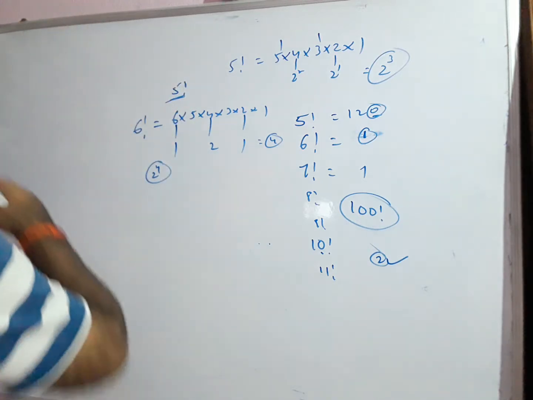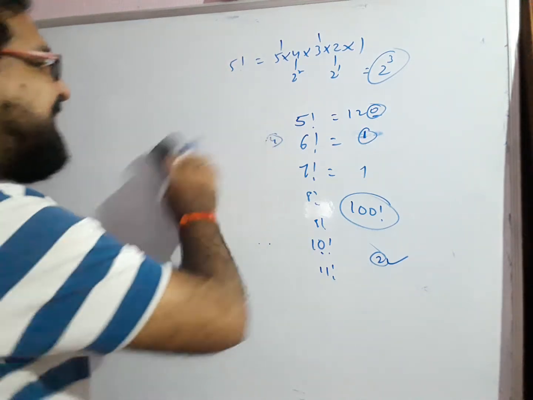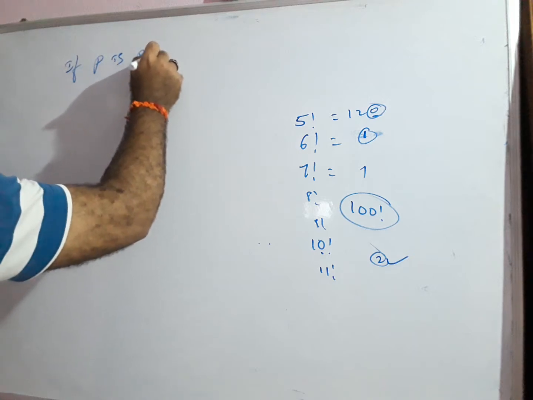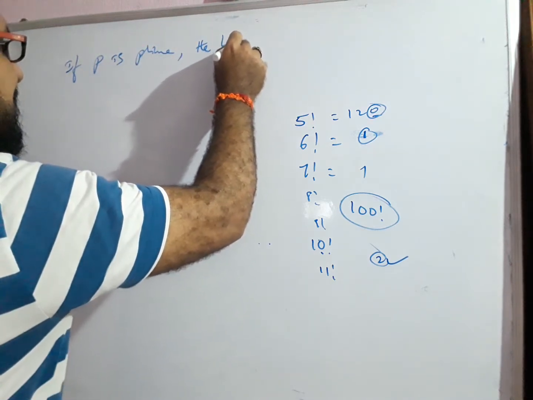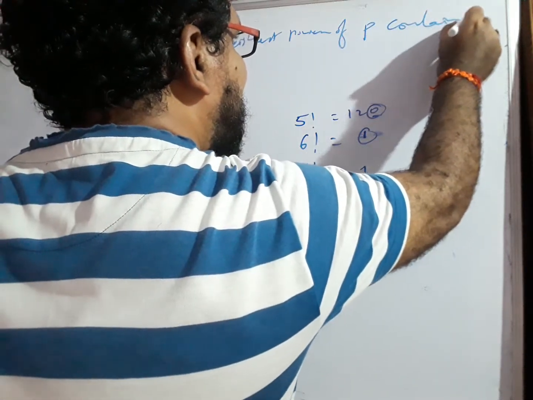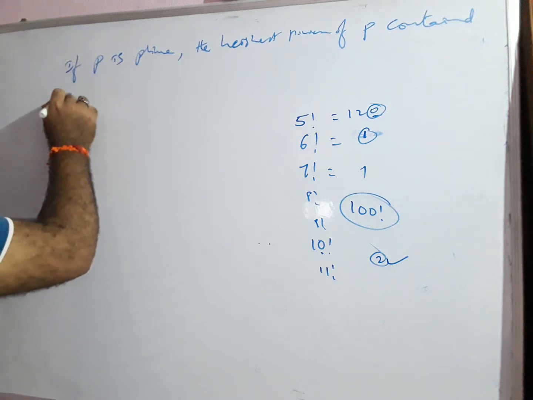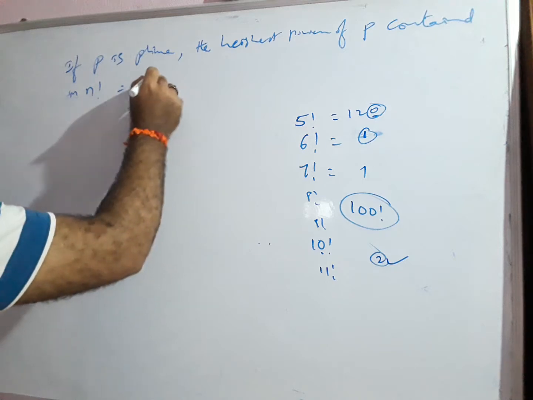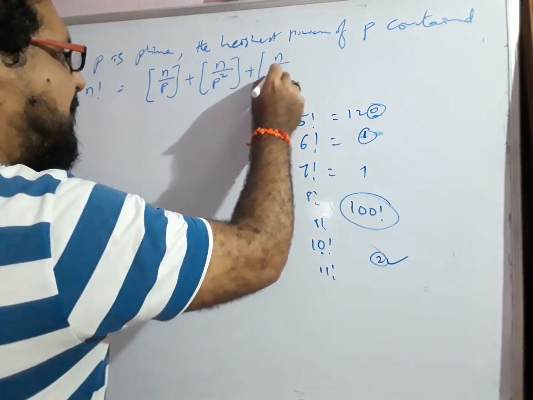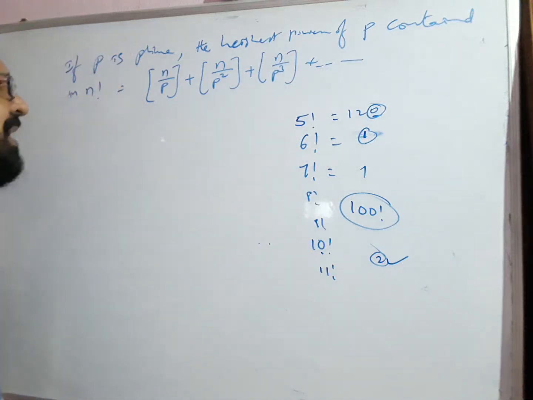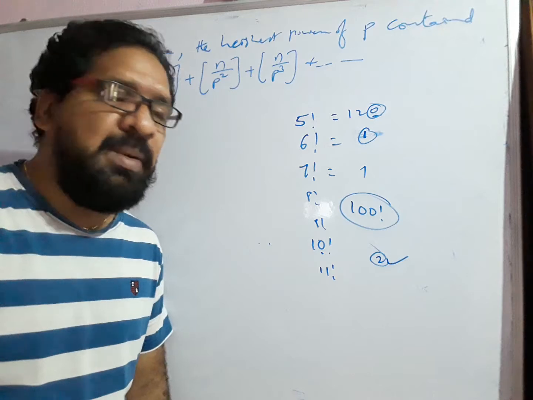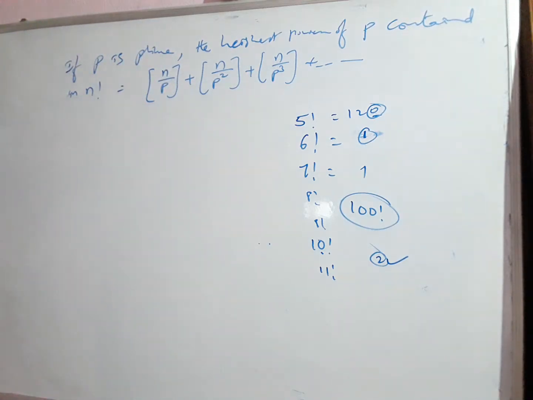If you want to find the highest power of a prime, if p is a prime number, the highest power of p contained in n factorial is equal to step of n by p, plus step of n by p square, plus step of n by p cube, and so on. This is about the step function. If p is a prime number, then the highest power of p contained in n factorial is step of n by p plus step of n by p square plus step of n by p cube and so on.